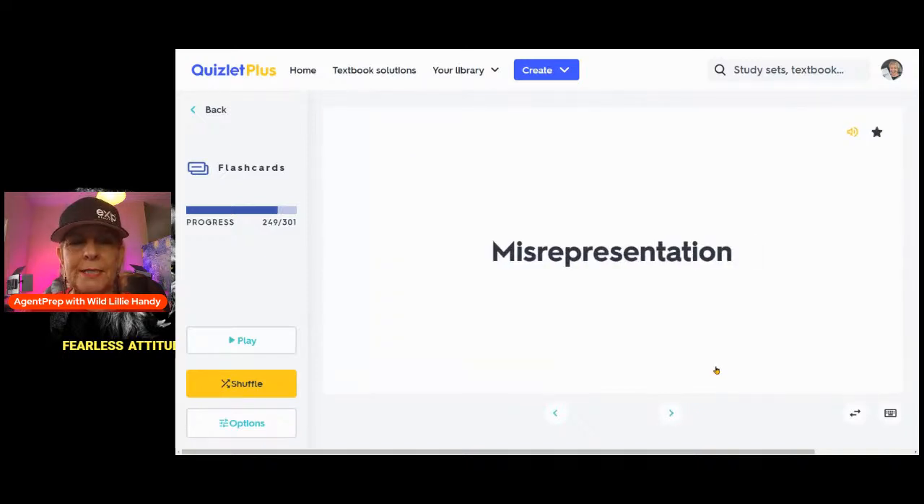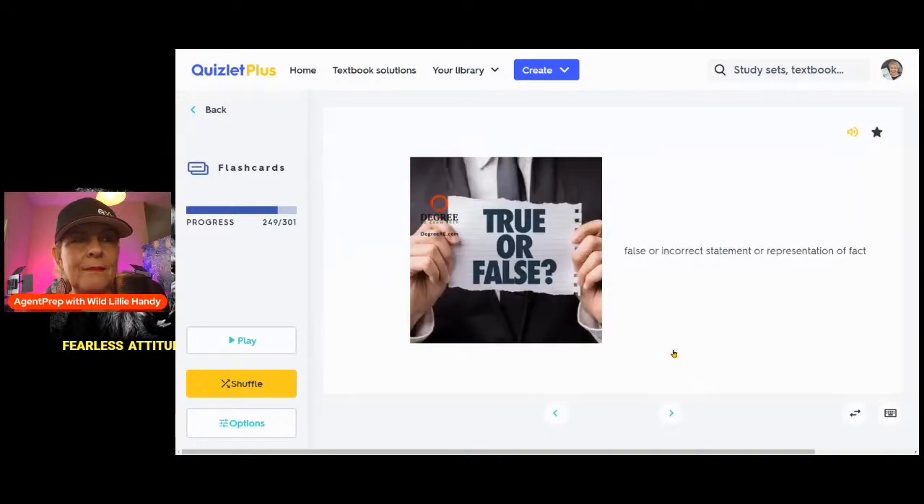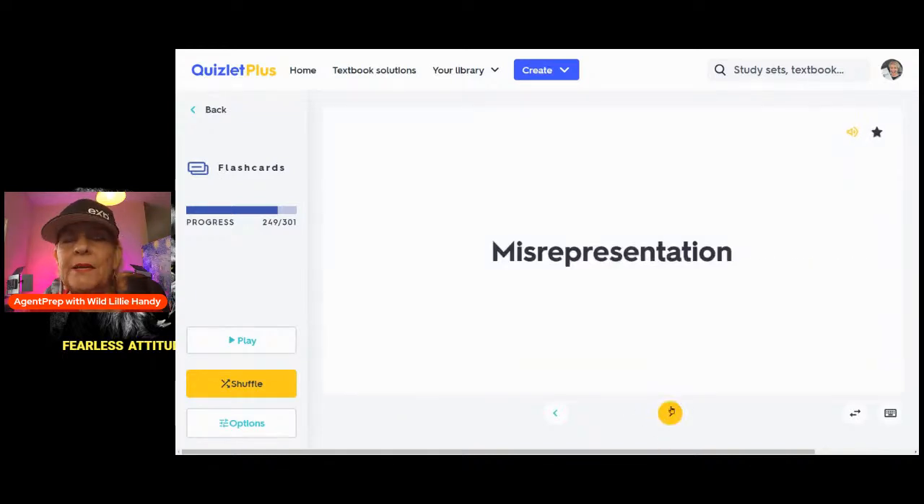Misrepresentation. False or incorrect statement or representation of fact. Misrepresentation. There can be intended misrepresentation or an innocent type of honest error, but it's a false or incorrect statement or representation of fact. Different from puffing, right? Puffery.